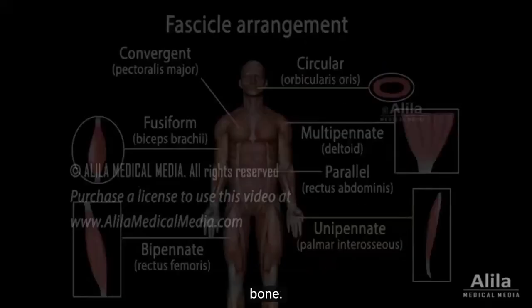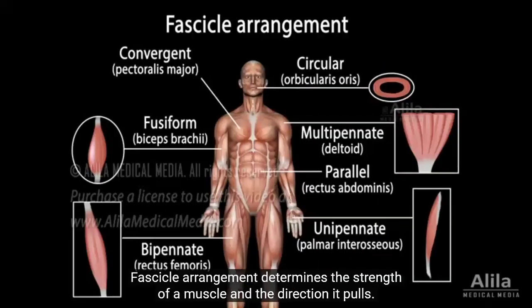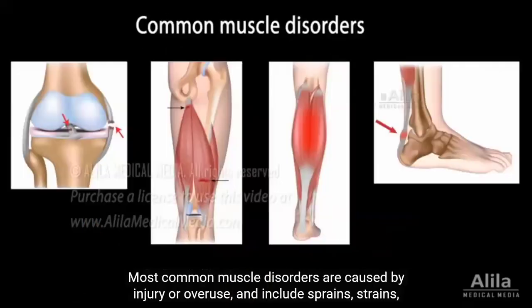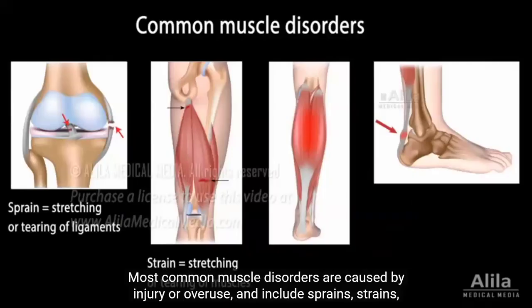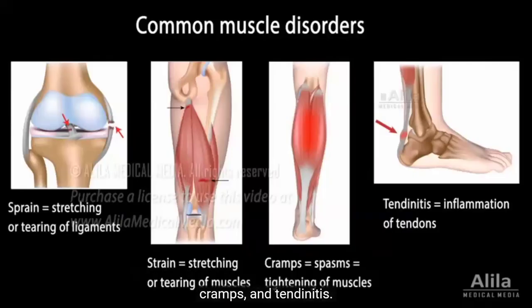Fascicle arrangement determines the strength of a muscle and the direction it pulls. Most common muscle disorders are caused by injury or overuse and include sprains, strains, cramps, and tendinitis.